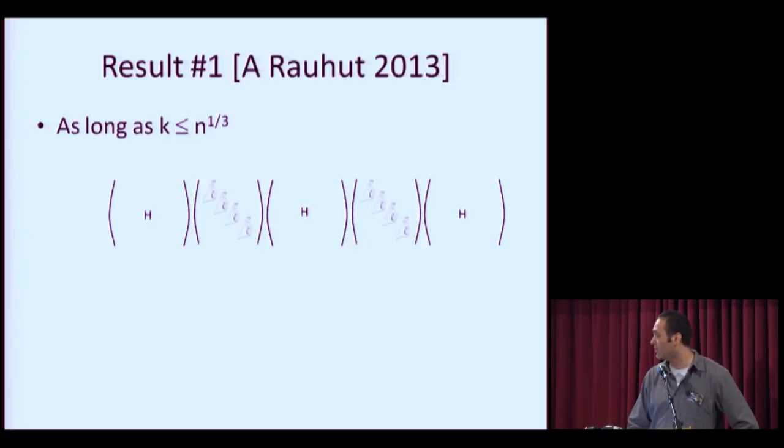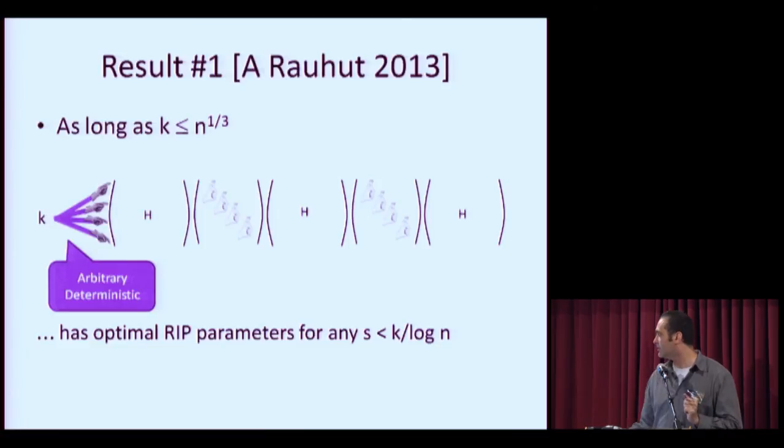There's no RIP yet. Take any deterministic selection of K rows from the resulting matrix. Deterministic, you don't have to flip coins. Take the first K, take the last K, take the middle K, whatever you want. Arbitrary deterministic. So this transformation has optimal RIP parameters for any sparsity at most K over log n. I'll just mention that the only known constructions of optimal RIP matrices are randomized. Nobody knows how to do deterministic optimal RIP matrices.